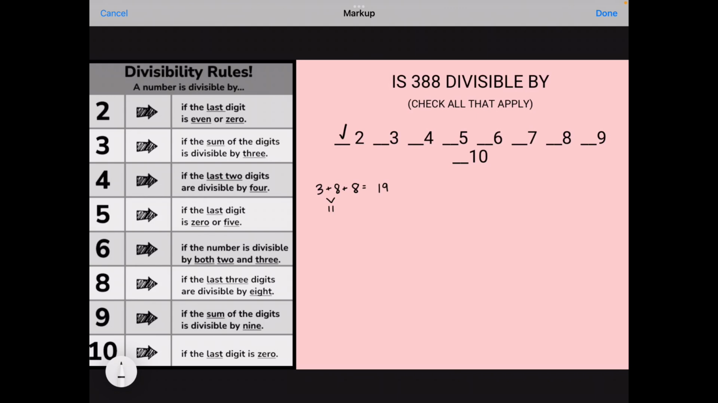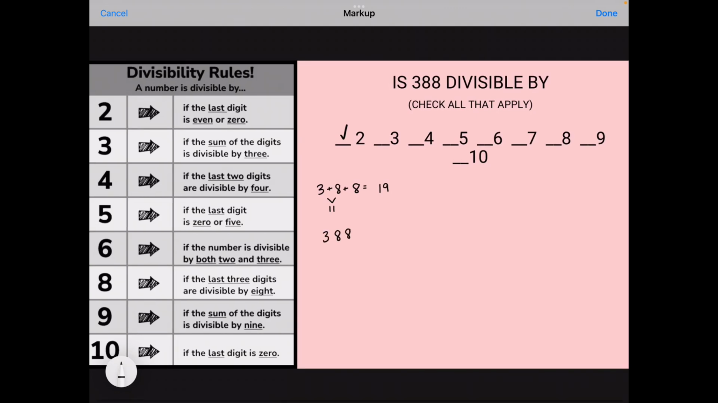For 4, if the last 2 digits are divisible by 4, so I have 388, I'm only going to care about the 88. I'm not sure if 88 can be divided, so I'm just going to do a quick check. Quick division problem here. And then I can see that yes, I can divide 88 by 4 and not get a remainder, which means 388 is divisible by 4. For 5, the last digit in 388 is not a 0 or a 5, so it is not divisible by 5.